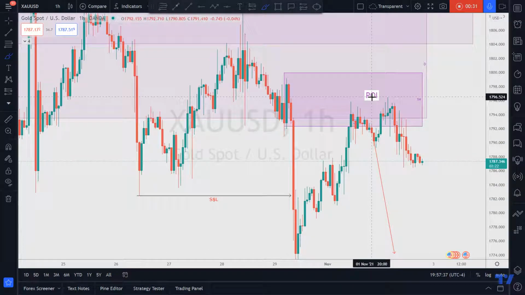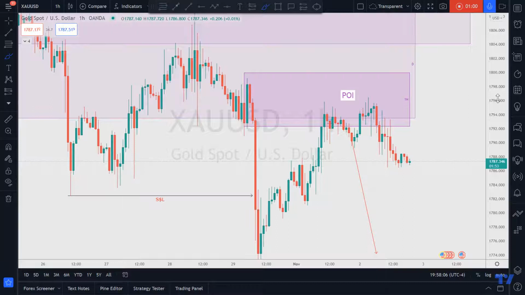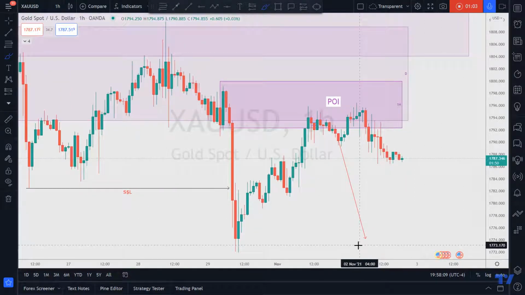I said this was my POI, and I was looking for a bearish order block that I believe price would reverse from, and price did reach the POI yesterday. All right, and you see where price is now, and you should be in good profit if you followed this trade idea. Now, I don't know if you're in the same kind of profit my team is in.